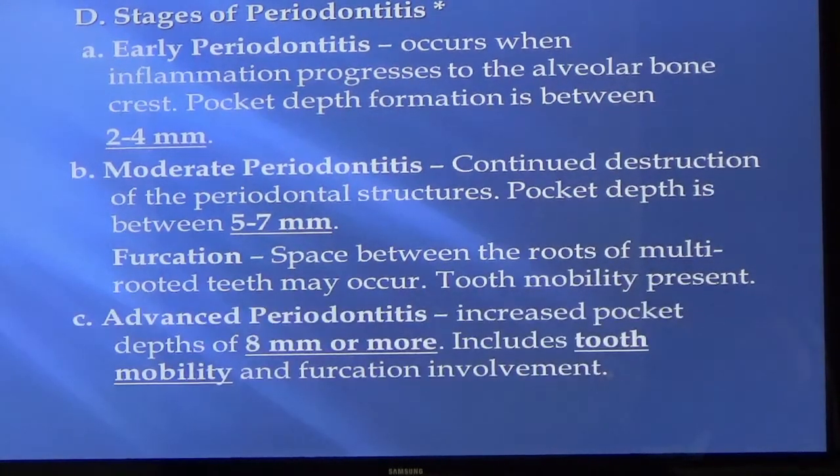Then advanced periodontitis, you're definitely going to have furcation on molars. Increased pocket depths of 8 or more. Includes tooth mobility and furcation involvement. Not necessarily. You can have a tooth with advanced bone loss that is only a little bit mobile.